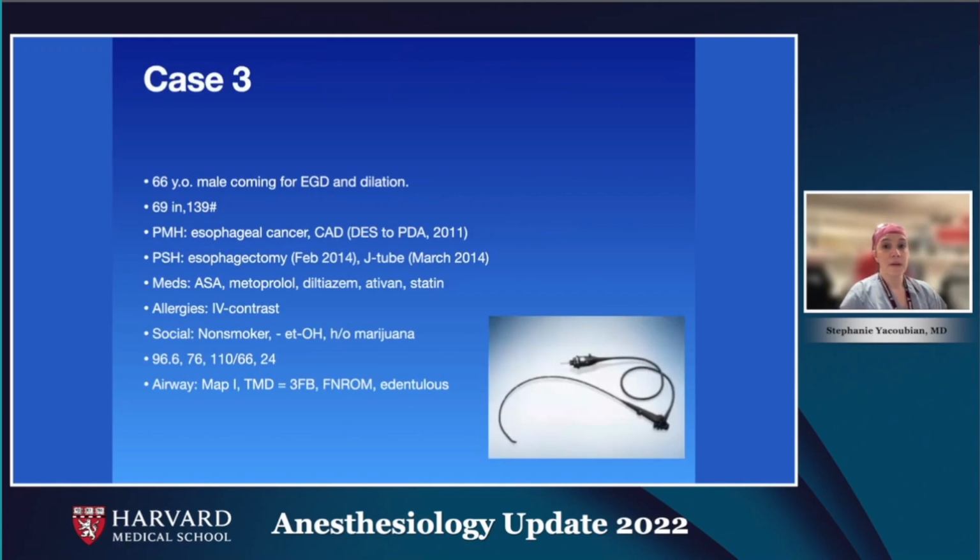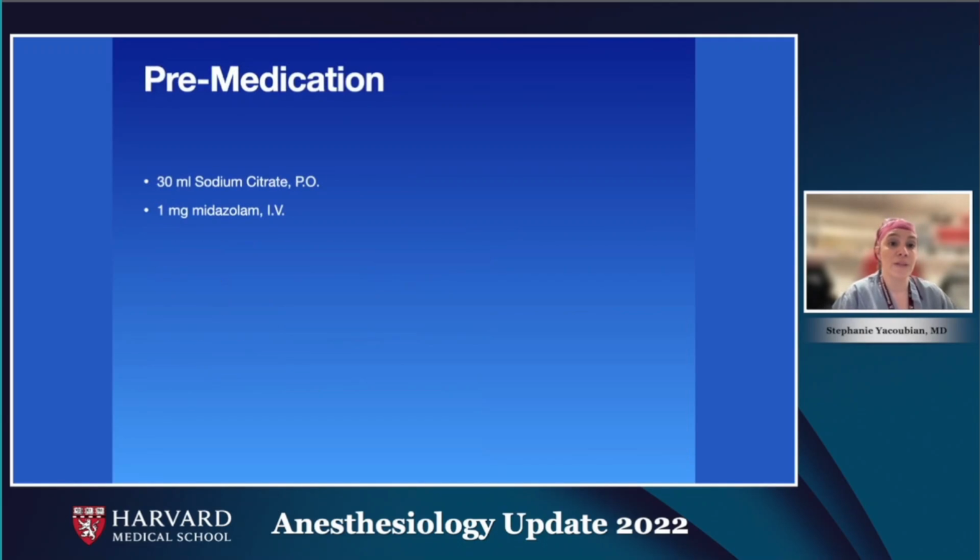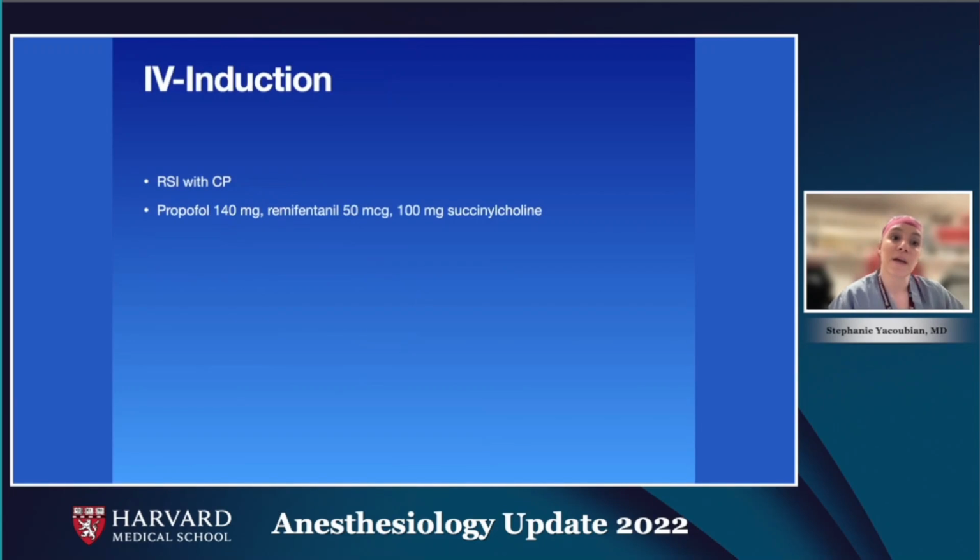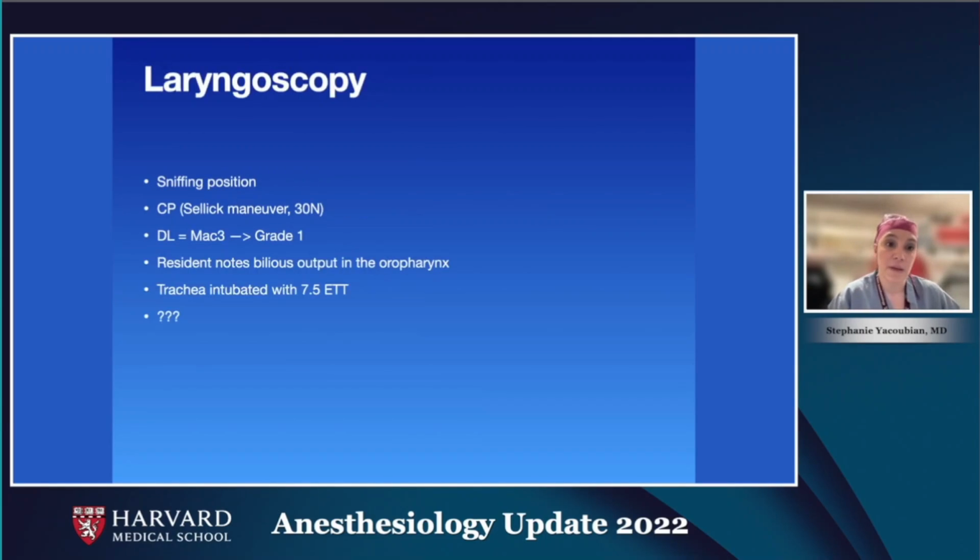Now we move on to a third case where we have a patient coming in for EGD and a dilation. The patient is 69 inches, 139 pounds, with a history of esophageal cancer, status post esophagectomy. And the idea here is to perform an EGD and a dilation. Prior to induction, you give the patient 30 mLs of sodium citrate and a milligram of Versed. And you perform IV induction with an RSI: propofol, remifentanil, and succinylcholine.